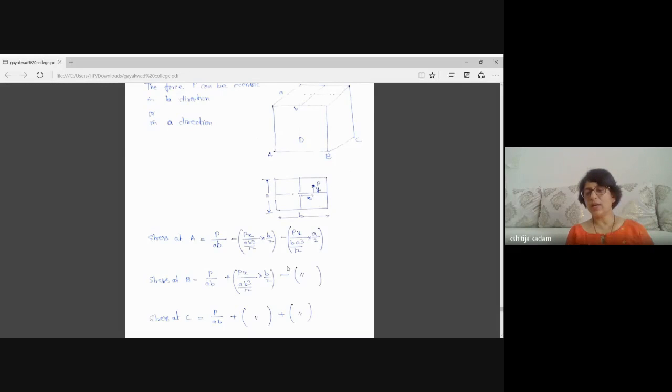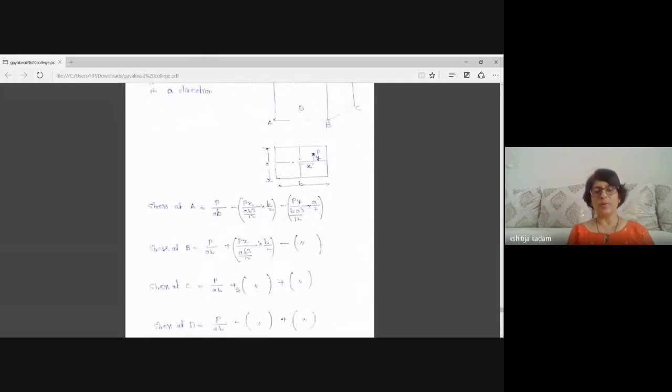At point C, both the moments will be positive. In the sketch, you can visualize this is point C. So force will give you compressive stress, positive. Eccentricity in x direction will also give compressive stress, and eccentricity in y direction will also give compressive stress.